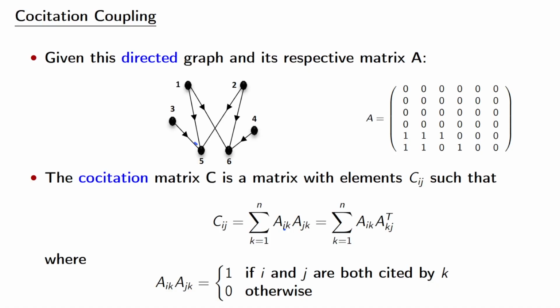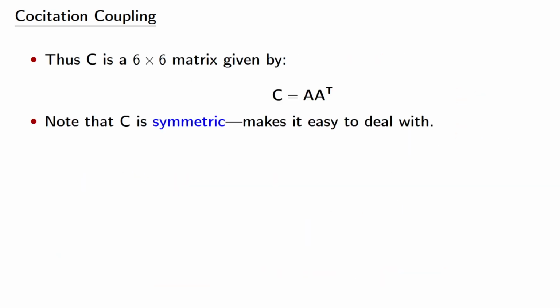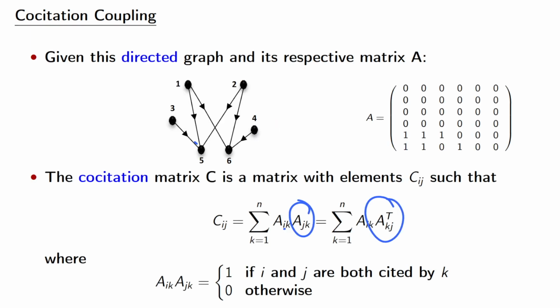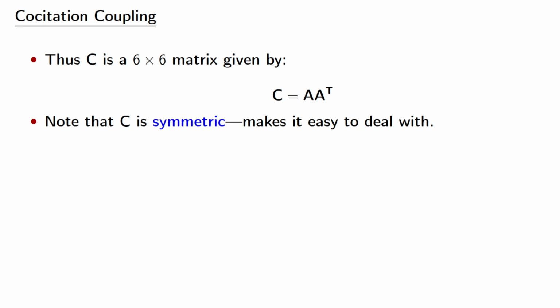Now, if you look at it like this, Aik and Ajk, really what we're doing is we're transposing the AKJ. So we have Aik times the elements of AKJ transpose. Then we can write C as the adjacency matrix times the transpose of the adjacency matrix, and by adjacency here, I mean the original one of the digraph. Therefore, you're going to see a symmetric matrix. You took the A matrix, which was the transition matrix, and converted it to a symmetric matrix.